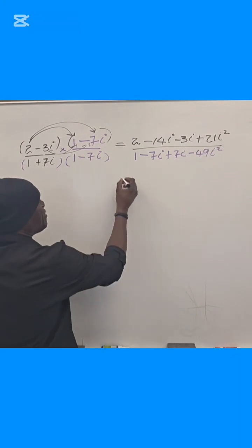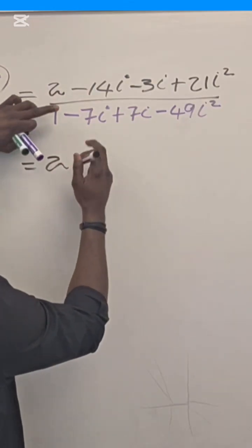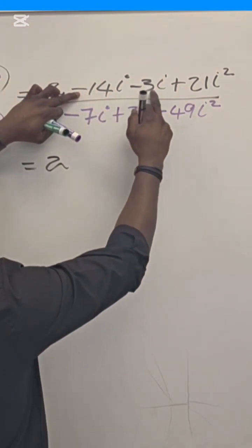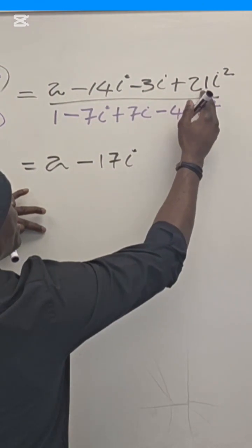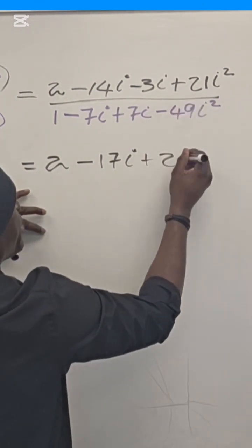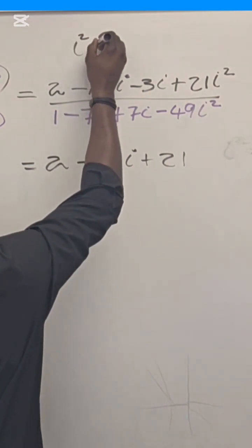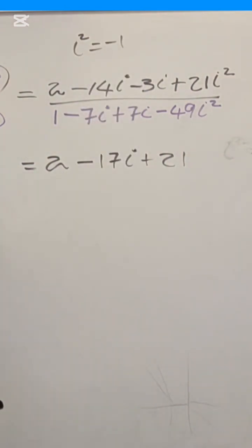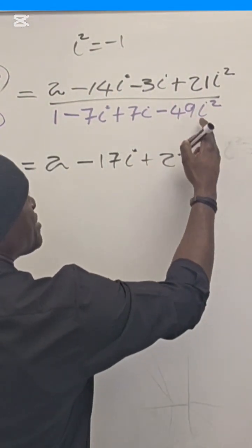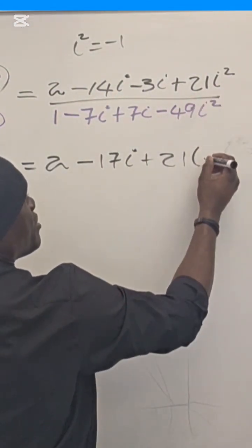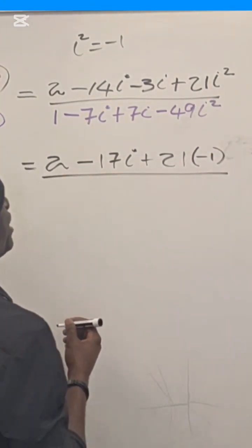So let us look at the numerator. The 2 is okay here. Negative 14i with negative 3i will give us negative 17i. And then here we have positive 21i squared. Remember, i squared is negative 1, and that is very important to what we have to do. So I'm going to replace this with negative 1, and that's my numerator.